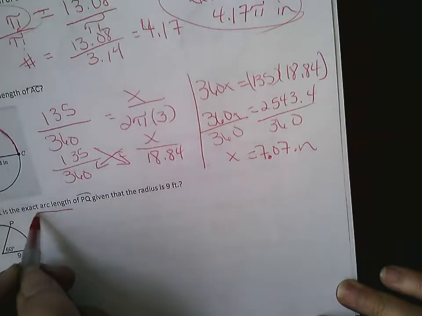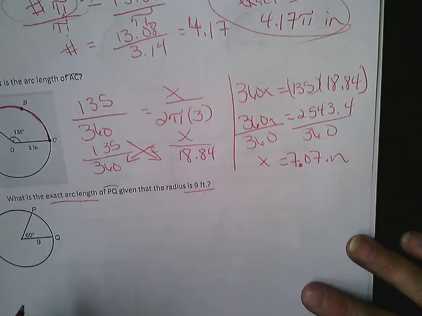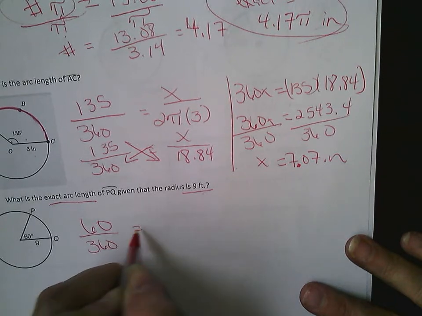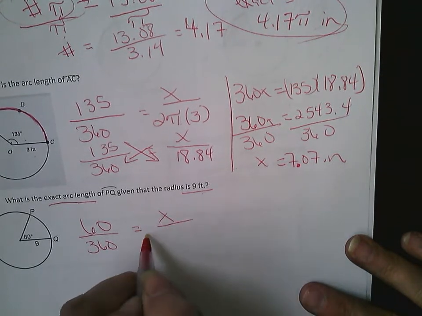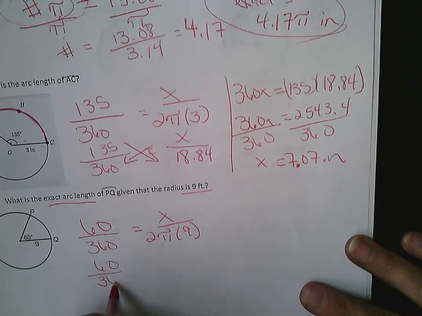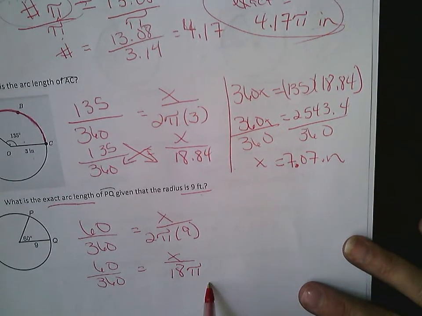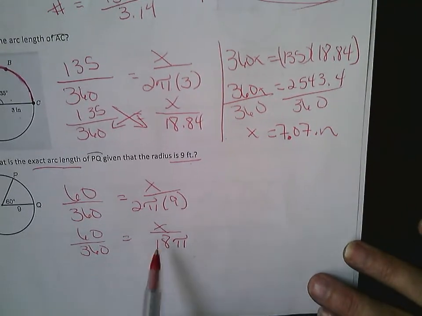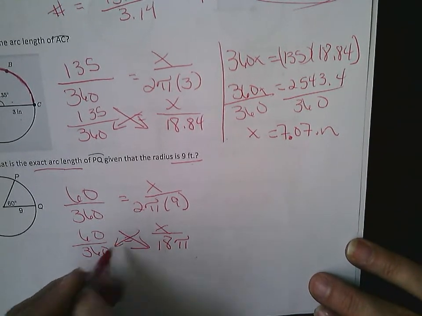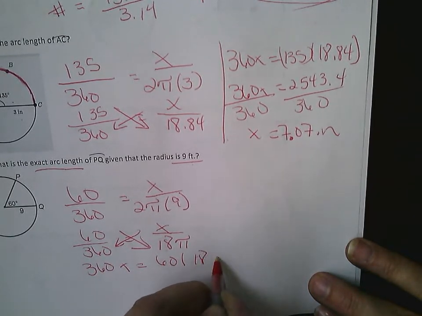This one specifically says that we need the exact. And it says that we are looking at a radius of 9 feet. So you have 60 over 360 is equal to x over 2 pi times 9. 60 over 360 equals x over 18 pi. Now I'm not going to multiply the 18 times pi because I want the pi in the answer. Cross multiply. 360x equals 60 times 18 pi.